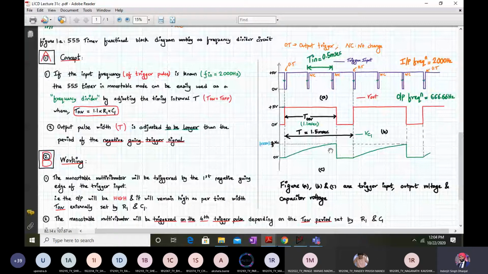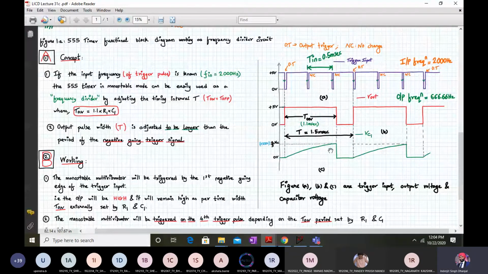How much is the frequency getting divided by? Hello? By how much value is it divided? Acha, you will require some more analysis on this. Okay, fine. Let it be, not a problem.